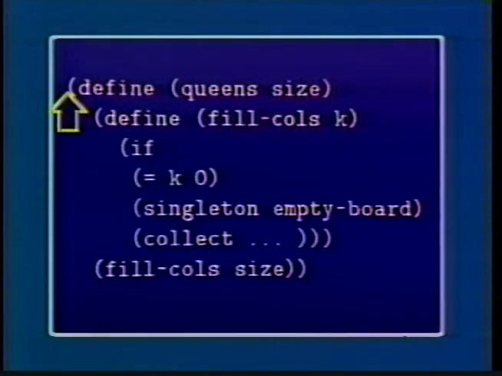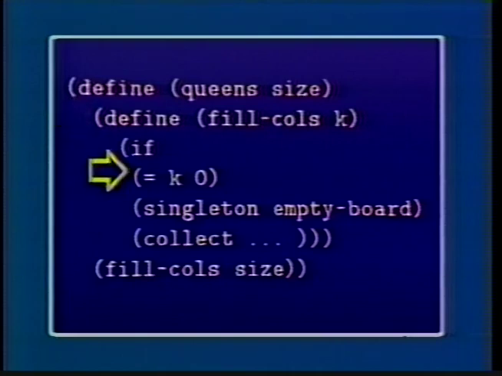All right, to solve the 8 queens problem on a board of some specified size, we write a subprocedure called fill columns. Fill columns is going to put down queens up through column k. And here's the pattern of the recursion. I'm going to call fill columns with the size eventually. So fill columns says how to put down queens safely in the first k columns of this chessboard with a size number of rows in it.